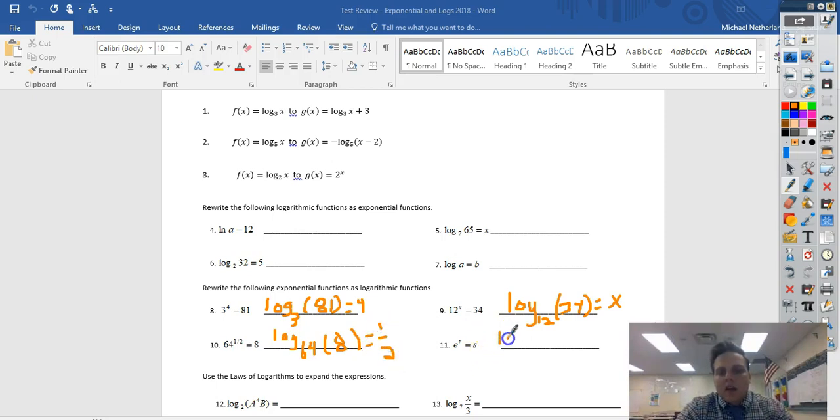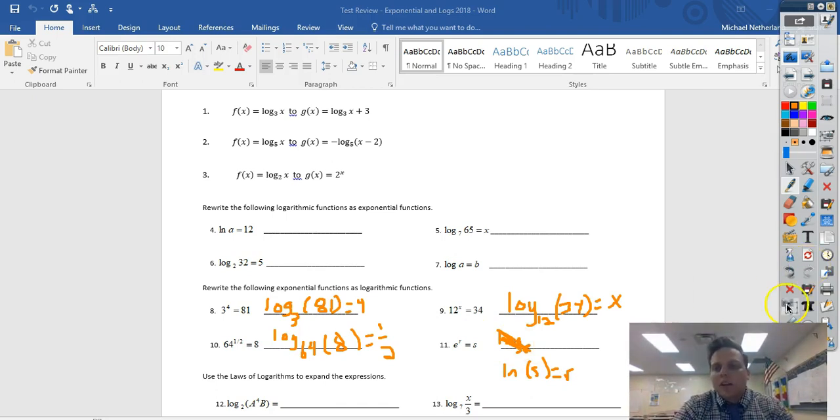And this guy is log base e. I don't want to write log base e. I want to write natural log, ln of s equals r. So natural log of s equals r. Instead of writing log base e, you should write natural log. You should write ln. Okay?